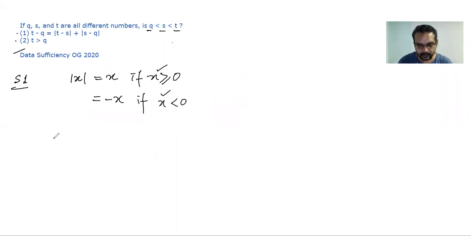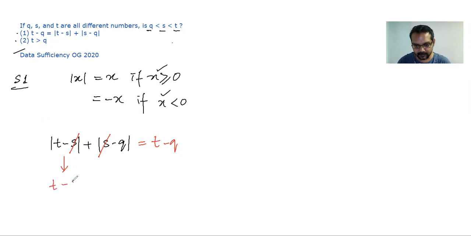So, you see the right hand side of the first statement, you have mod of t minus s plus mod of s minus q. Now, it is simple to observe that had the mods not been there, they would have just cancelled out and you would have got t minus q, which is what the left hand side says. If that is the case, that means mod of t minus s is just t minus s. That means there is no change in sign, so mod of x just remains x, that is, if x is positive or 0. That means t minus s is greater than or equal to 0.